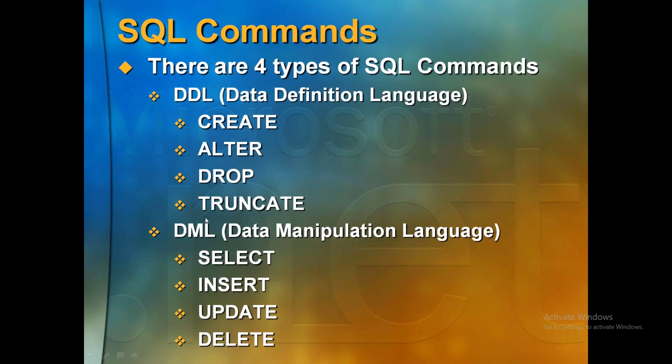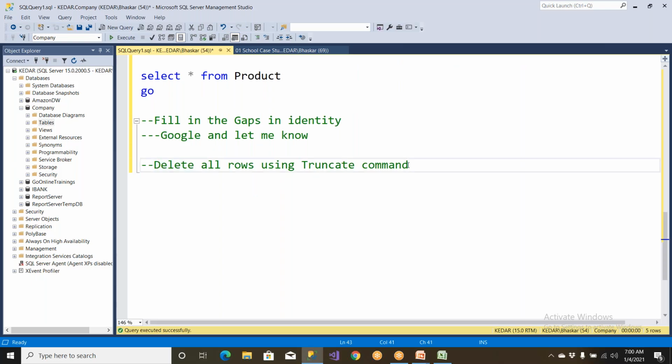So there is a truncate command here. Create, alter, drop, truncate. Clear? What is truncate? Truncate is a DDL command which is used to delete all the data. So what is the need for truncate? The need for truncate is, if you wanted to delete all the data, delete all rows, not one row. If you wanted to delete all the rows, then use the truncate command.